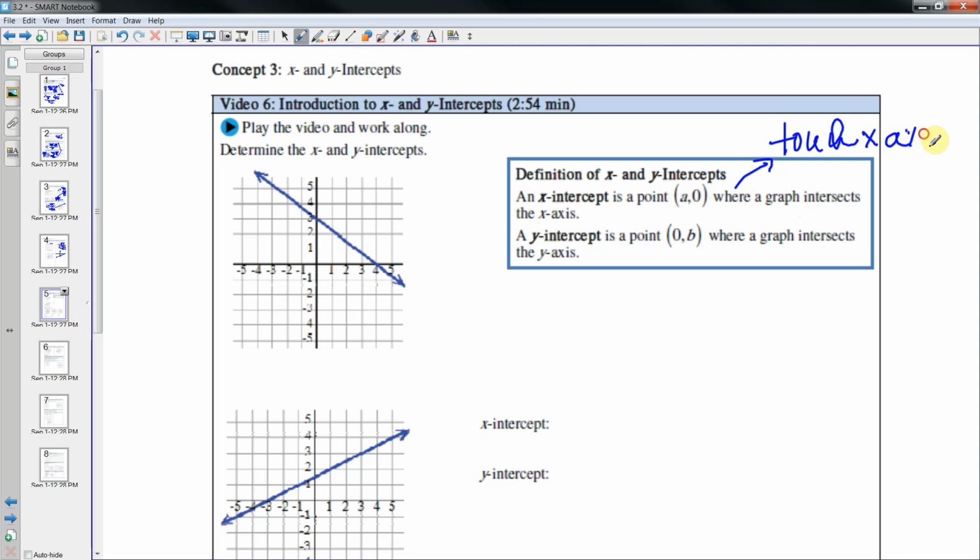I think I said that wrong. So it's the point, an ordered pair, where you touch the x-axis. The y-intercept is the point 0, comma b, where the graph intersects the y-axis. So this is where you touch the y-axis.